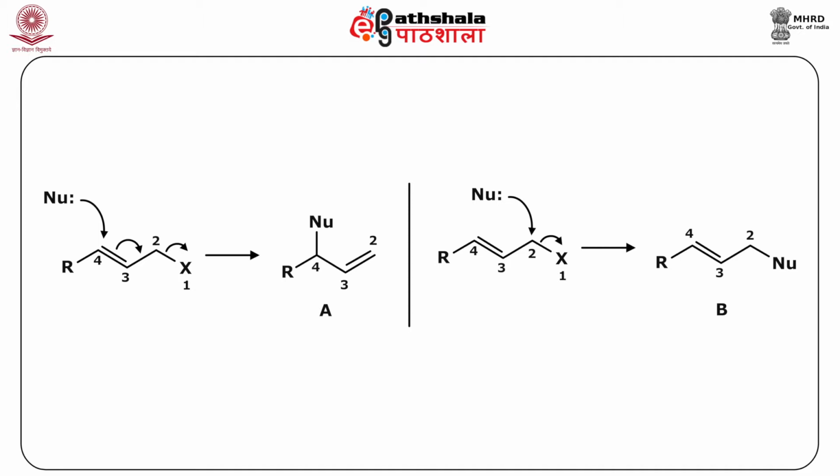Now you can see here how attack of the nucleophile at C2 and C4 is going to give you two different products, A and B. The mechanism leading to product A is referred to as nucleophilic allylic substitution. It is also sometimes referred to as 1,4 substitution according to the numbering system from where the leaving group is designated to the atom. If the conjugated pi orbital system extends further, more allylic substitution products can also result.